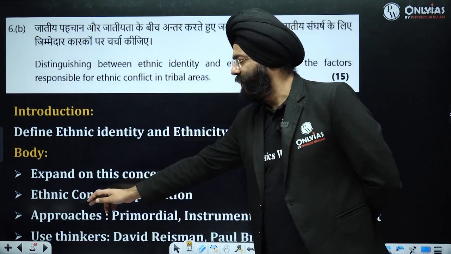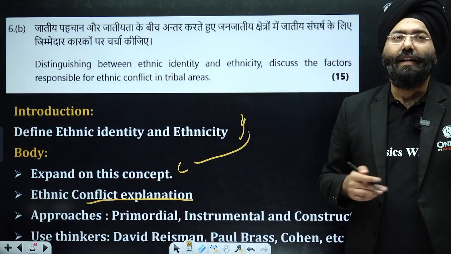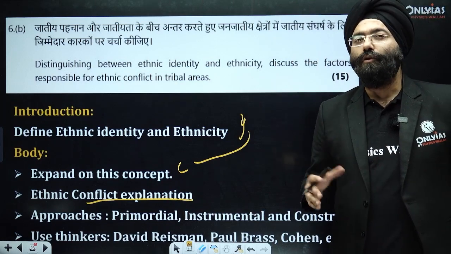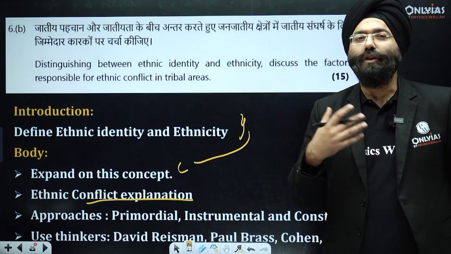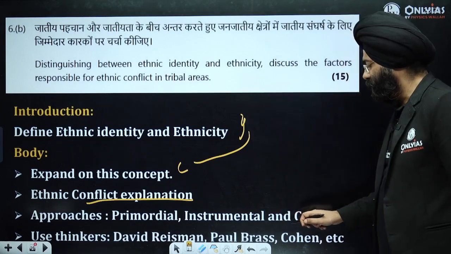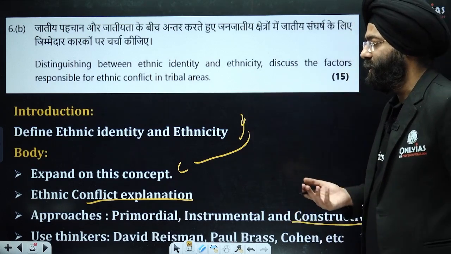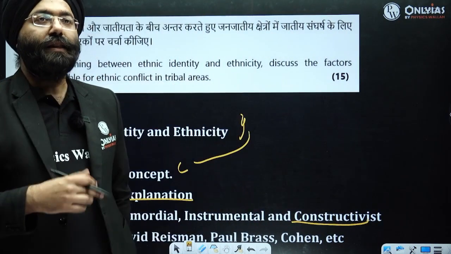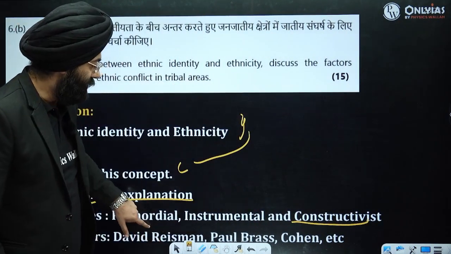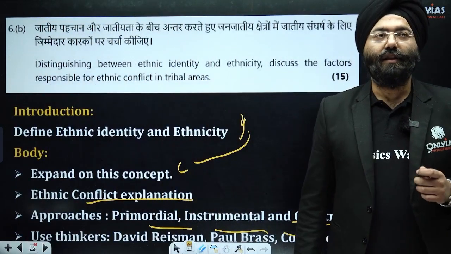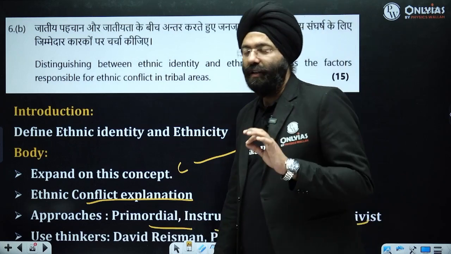You can basically explain what ethnic conflicts are. There are various approaches to study them. These approaches are also the factors that are present, like the primordial approach, the instrumental approach, and the constructivist approach, which can be mentioned. Another important thing is that in the class, we generally do thinkers like Riesman, Paul Brass, and Cohen. These are thinkers very much related to ethnic conflicts.